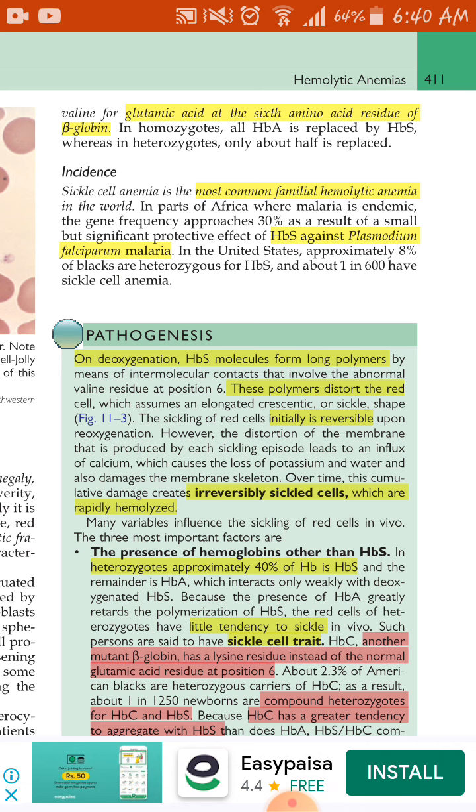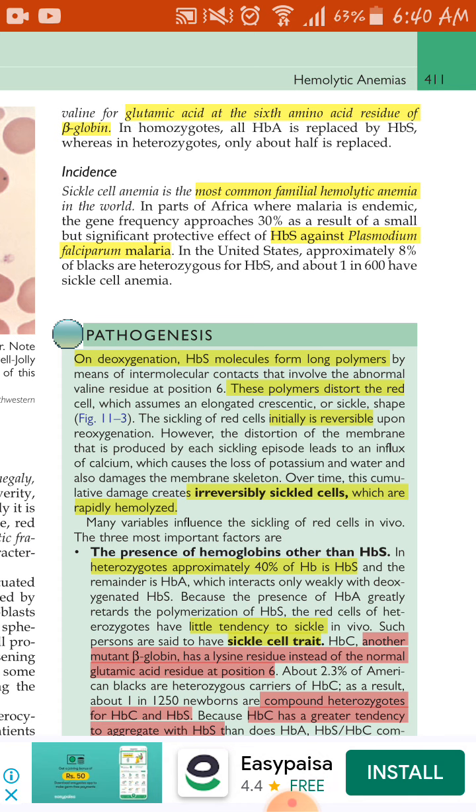Now, what is the pathogenesis of sickle cell anemia? A person who is suffering from sickle cell anemia, we know he has sickle cell hemoglobin, or hemoglobin S. Now this hemoglobin S has affinity for oxygen. It can bind oxygen, but if this HbS molecule is deoxygenated, then it has a tendency to form long polymers. When these long polymers are present inside the red blood cells, then the red blood cell becomes distorted, because it causes damage to the membrane of the red blood cells, and red blood cells become sickle shaped.